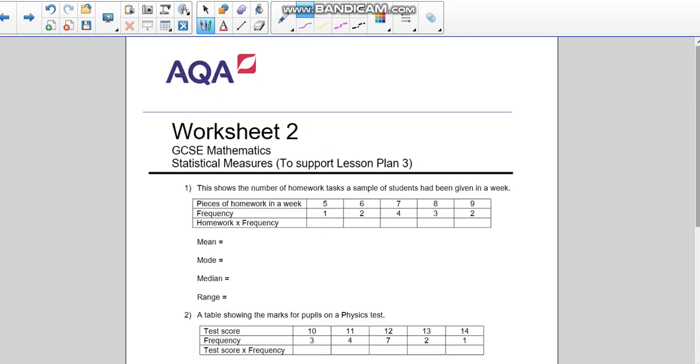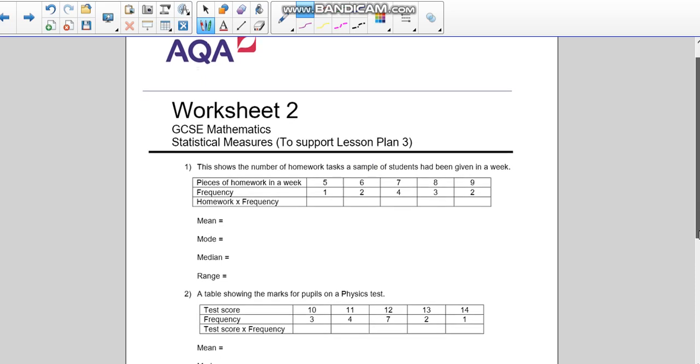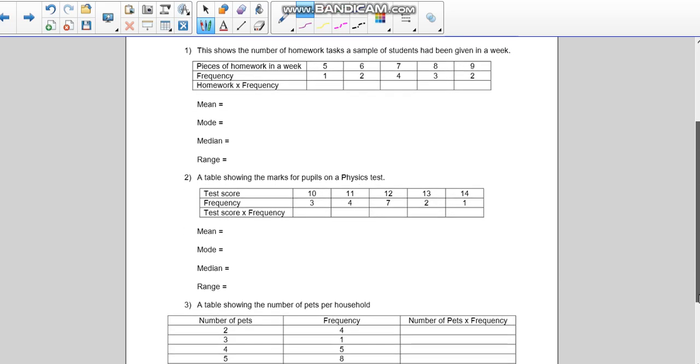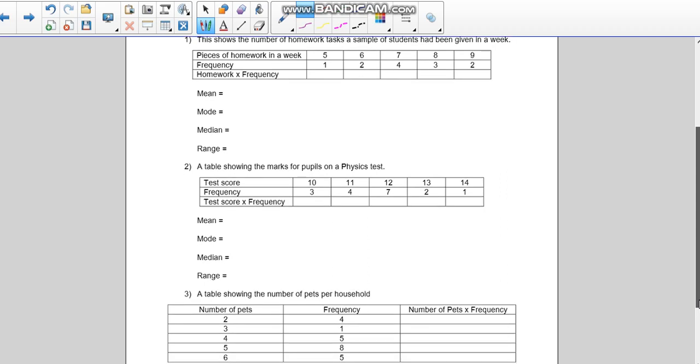Okay, right, so there are some questions for you to have a go. What I would suggest is there are 6 questions. Again, I will make sure this worksheet is on Show My Homework, or you can copy it out. So start by filling in this last column.